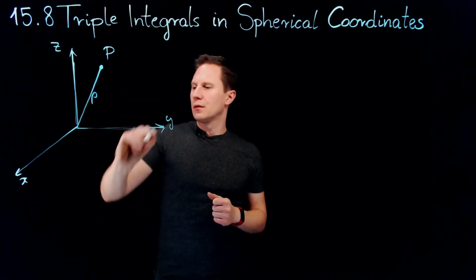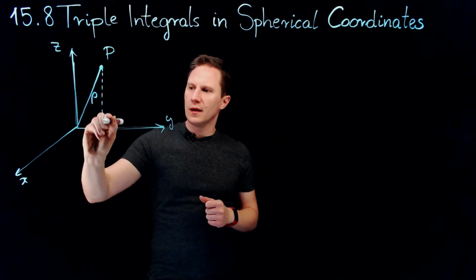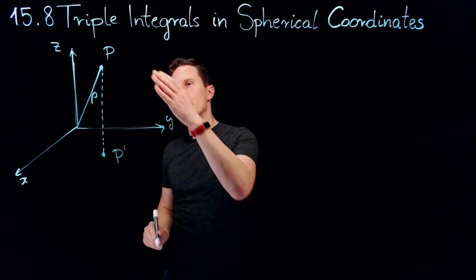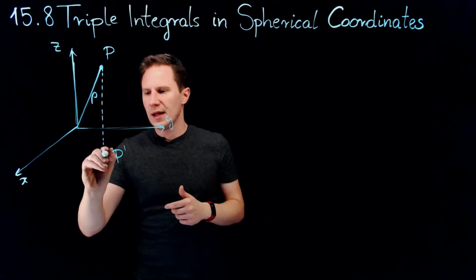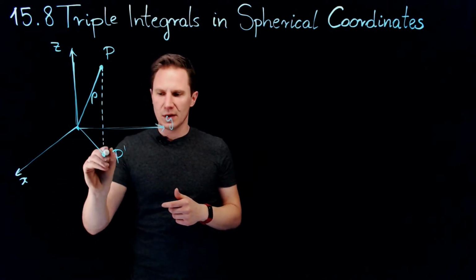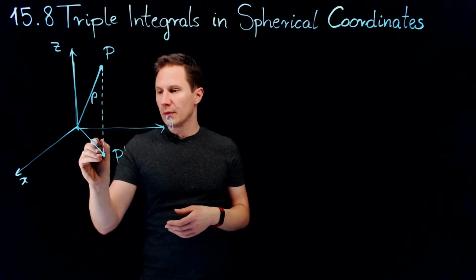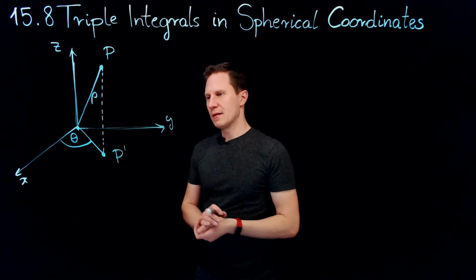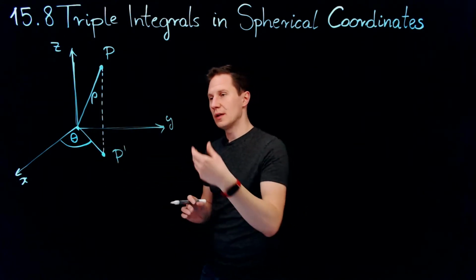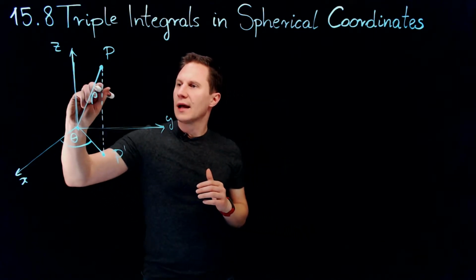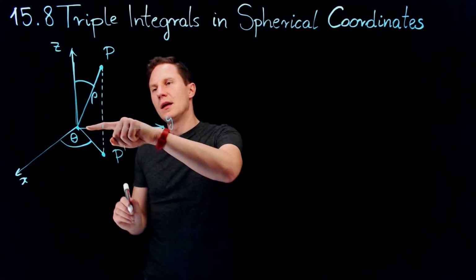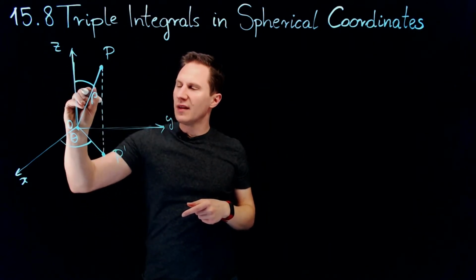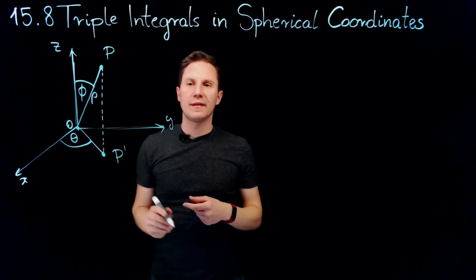Then the second coordinate is the polar angle that we used in polar coordinates. So we project our point to the xy plane and look at the line segment connecting the origin with that projected point P prime, and the angle that this line segment makes with the positive x-axis will give us the second spherical coordinate theta. And last, we look at the angle that the line segment connecting the origin with our point P makes with the positive z-axis, and we call that angle phi.